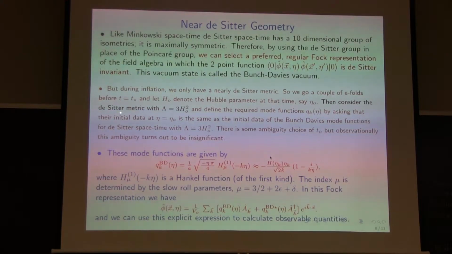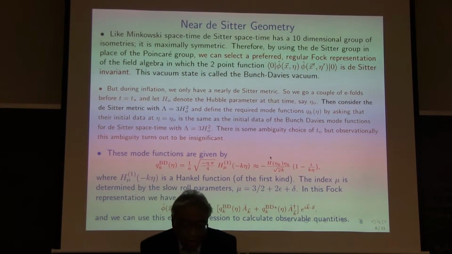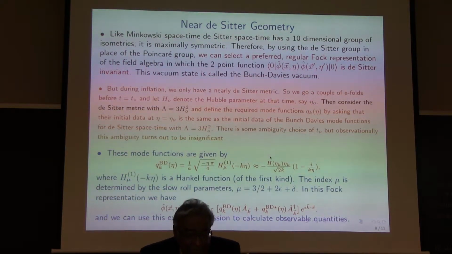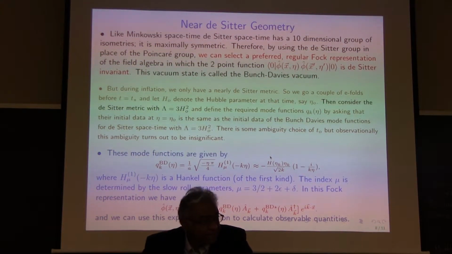And then we consider the de Sitter metric with that particular value of the cosmological constant, and define the required mode functions, qk, by asking that the initial data at this particular time is the same as the initial data for the Bunch-Davies mode functions for de Sitter space-time with lambda equal to that. So what I'm saying is just the following: the geometry is not exactly de Sitter, so we go early enough, and then it is approximately de Sitter, and I just use that value of the cosmological constant and construct the Bunch-Davies vacuum. If you like, that Bunch-Davies vacuum is going to be tailored for that instant of time.